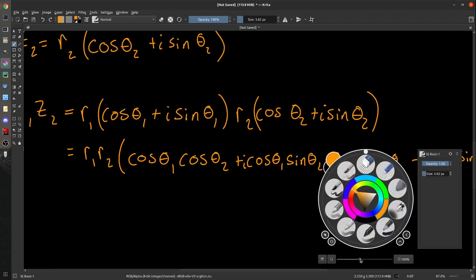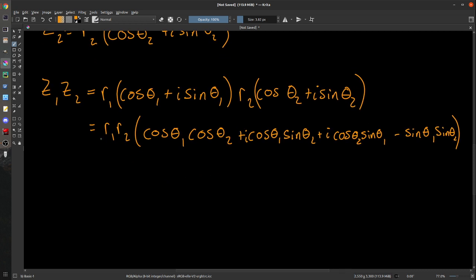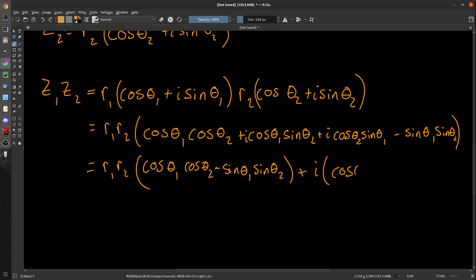And here, I'll zoom out a tiny bit, make that a little bit easier to see all at once. And if we go through and use a little formula from trigonometry, we'll actually be able to write this out pretty well. So notice this is r1 r2 times cosine theta 1 cosine theta 2 minus sine theta 1 sine theta 2, plus i times cosine theta 1 sine theta 2 plus cosine theta 2 sine theta 1.